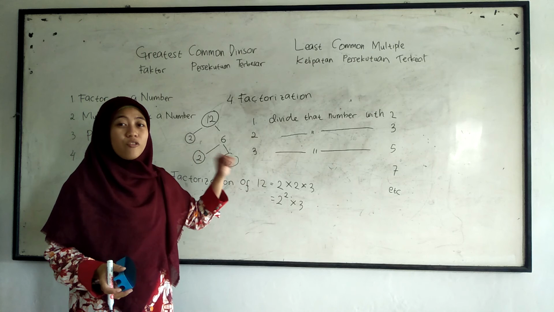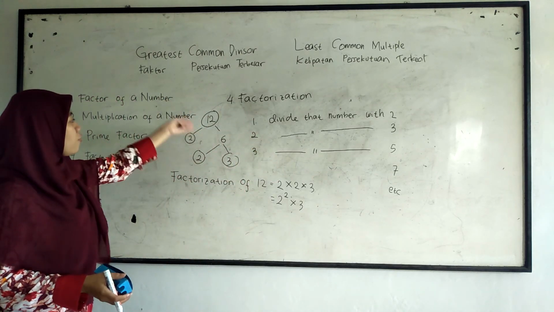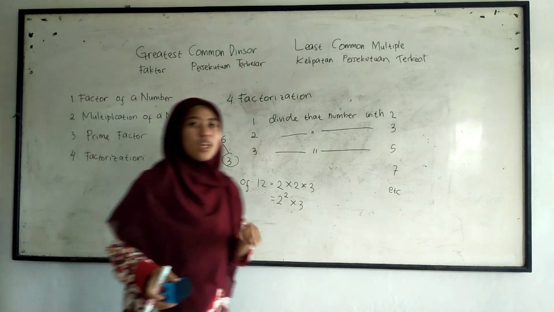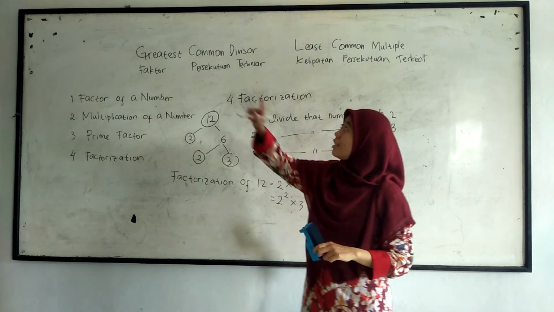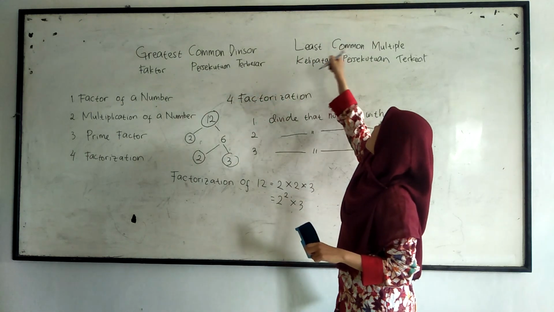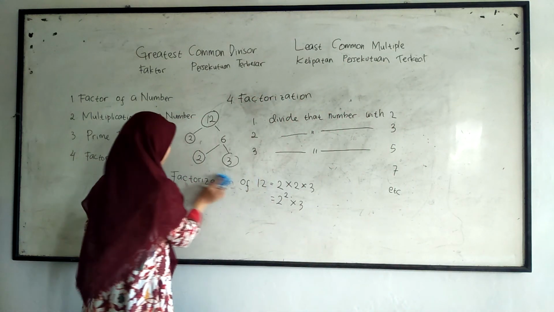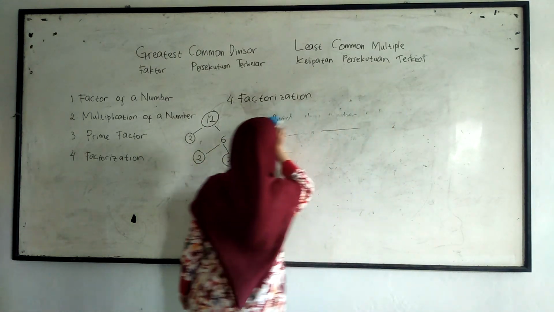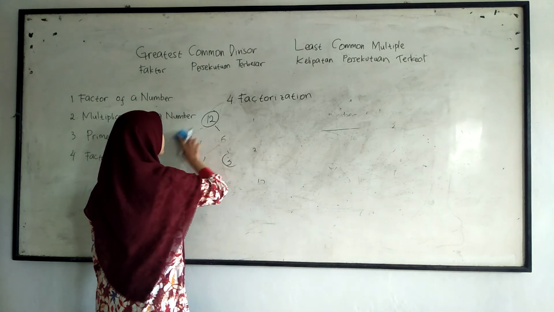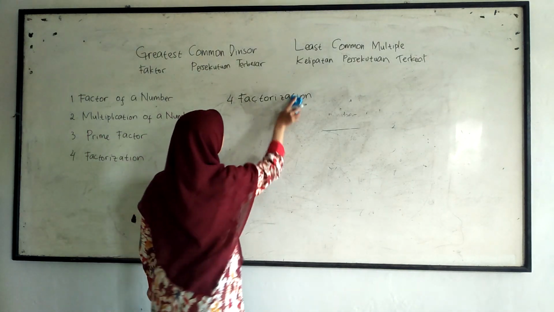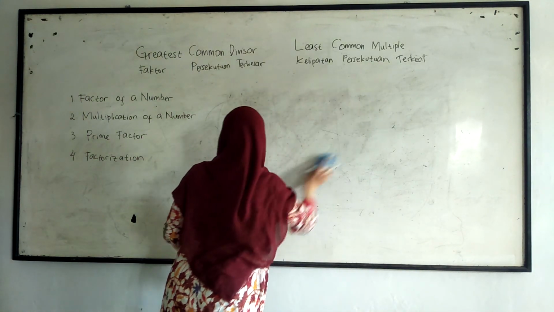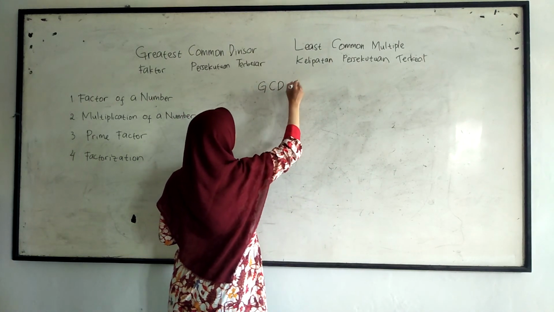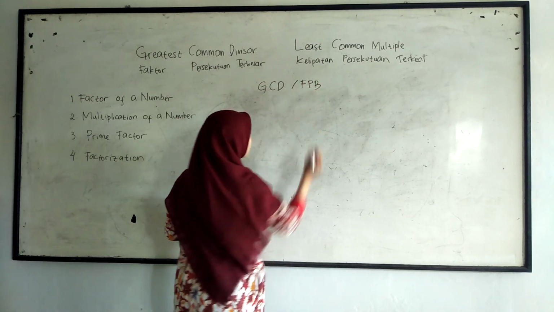Okay, I hope you've understood all of these 4 lessons. Okay, I think you are ready to learn about greatest common divisor and least common multiple. First, we are going to learn about greatest common divisor, or we used to call it as faktor persekutuan terbesar. Greatest common divisor or FPB.